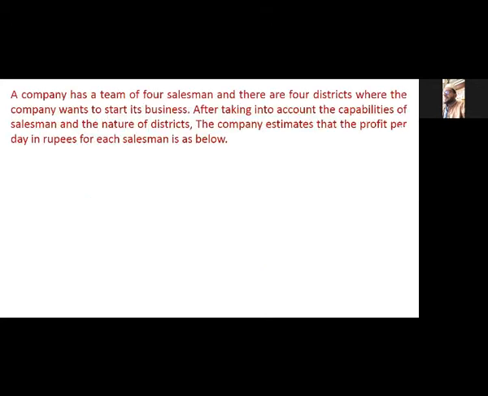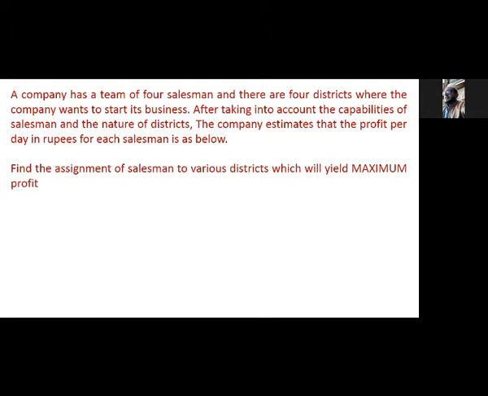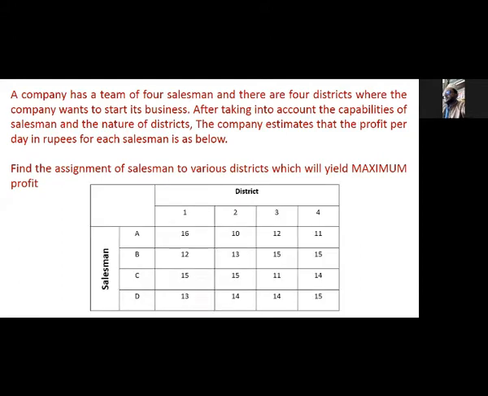The question is: a company has a team of 4 salesmen and there are 4 districts where the company wants to start its business. After taking into account the capabilities of the salesmen and the nature of the district, the company estimates that the profit per day in rupees for each salesman is as given below. Find the assignment of salesmen to various districts which will yield maximum profit. So now you can see the question has changed. We need to find the assignment for maximum profit.